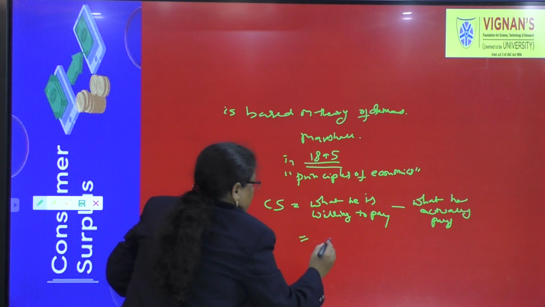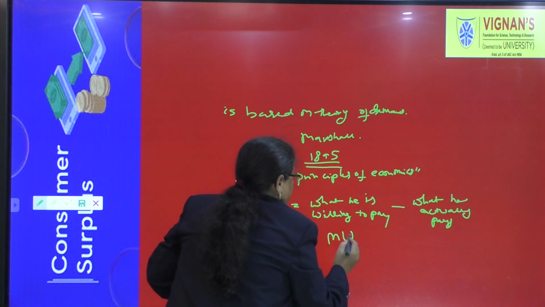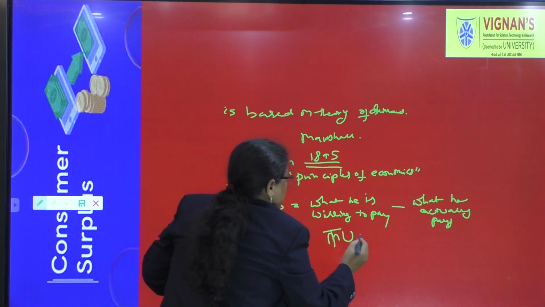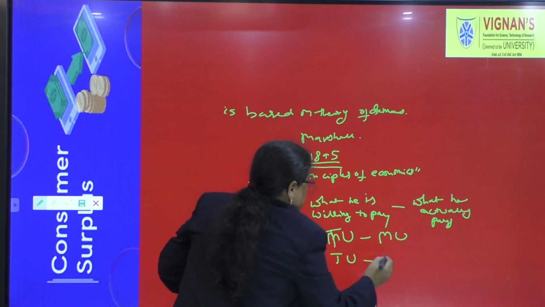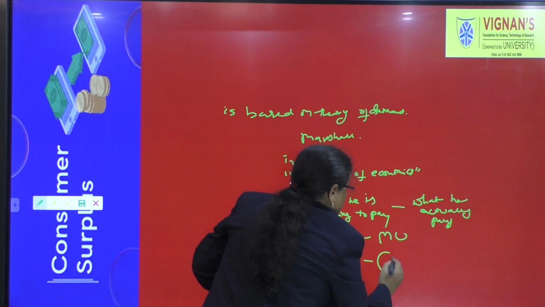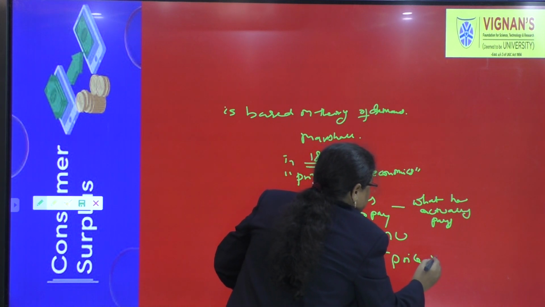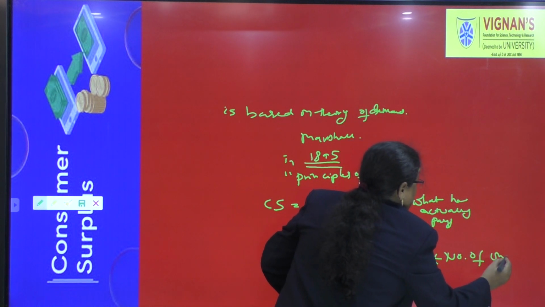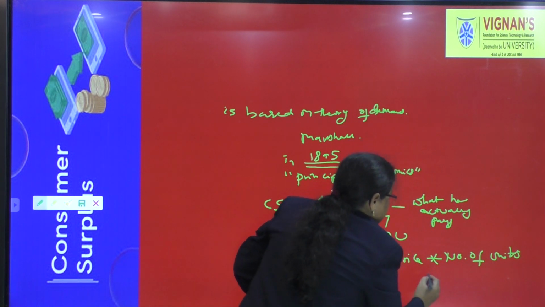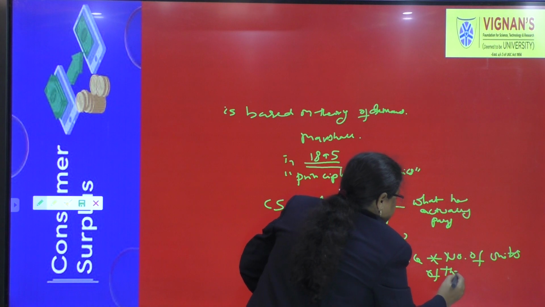Otherwise, it is total utility minus marginal utility. Total utility minus marginal utility means price into the number of units of that commodity.